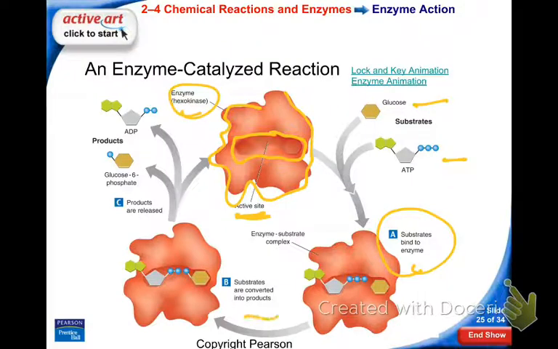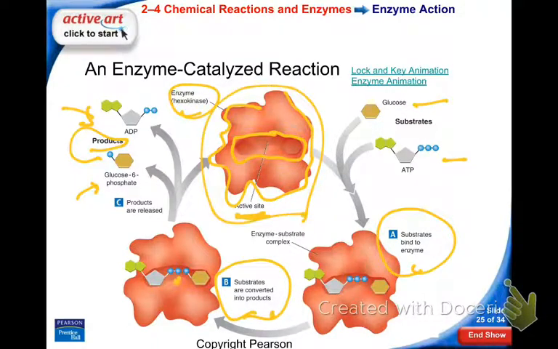The substrates are then converted into products. You'll see that there is a hydrogen that is passed over. And now you get a phosphate group that gets passed over. And you get your products here, glucose 6-phosphate and ADP. And it starts all over again. You have, again, your enzyme ready to go.